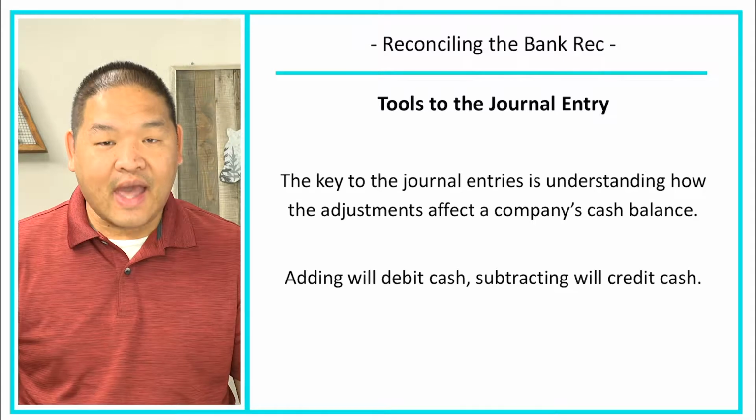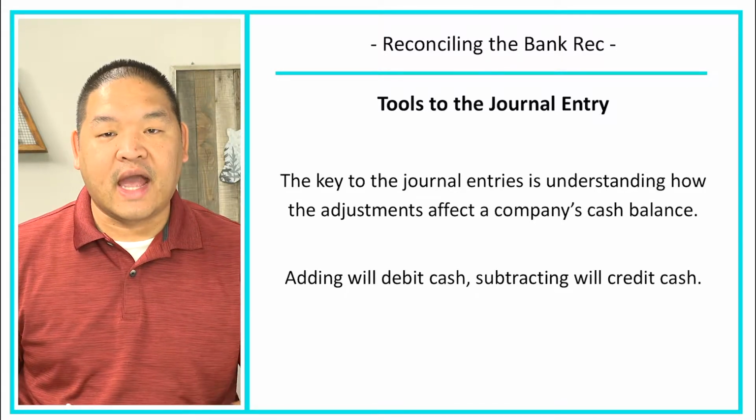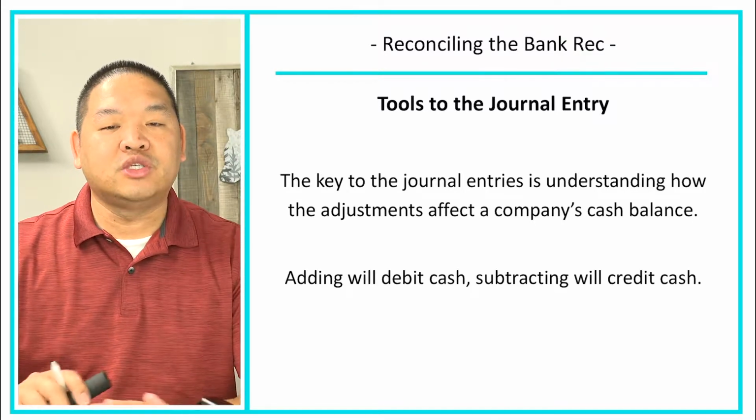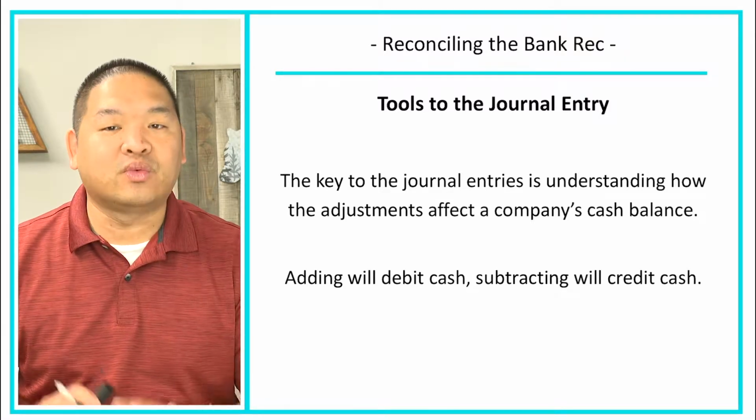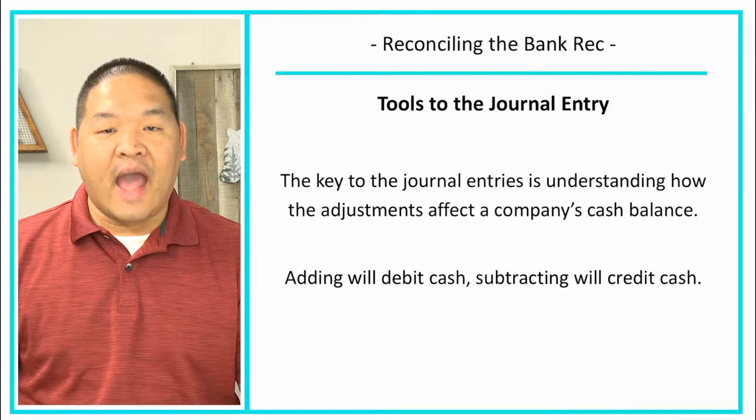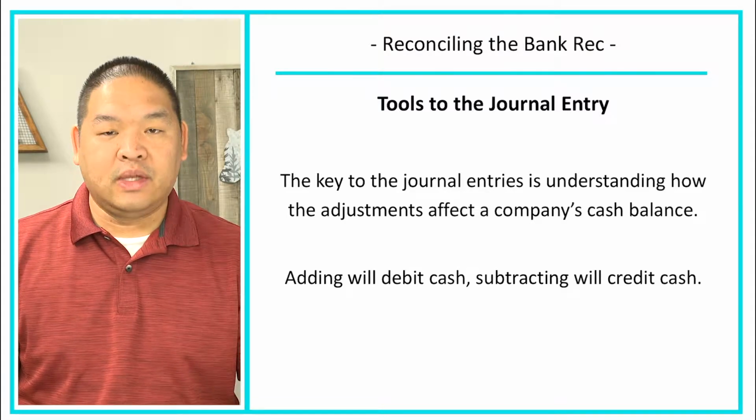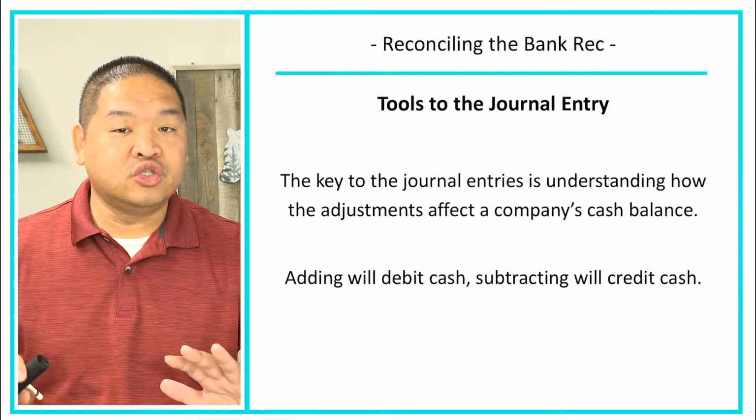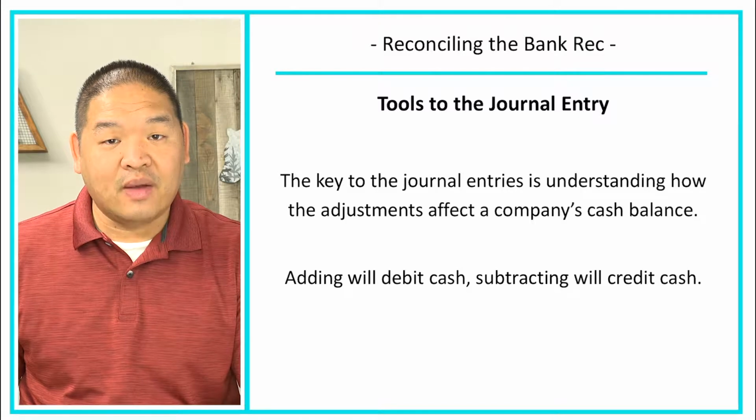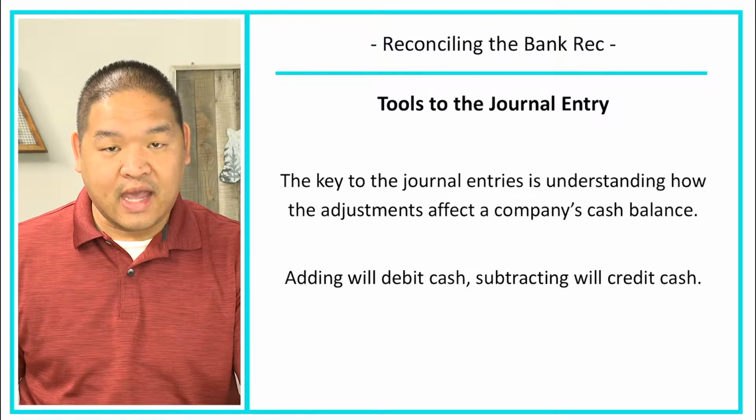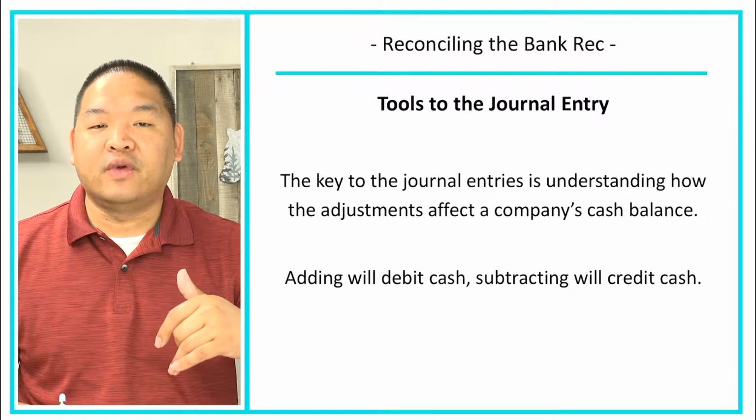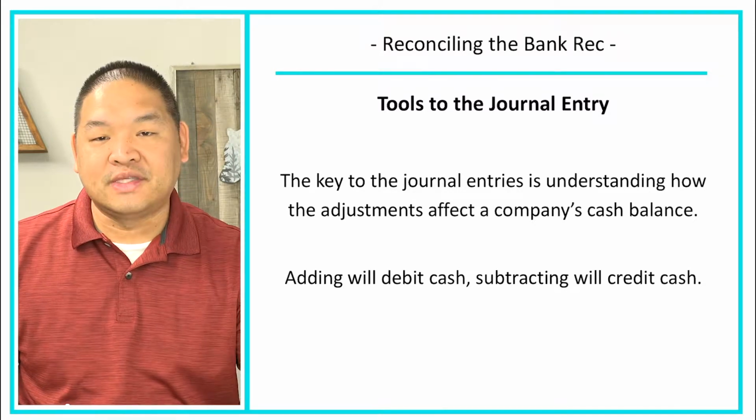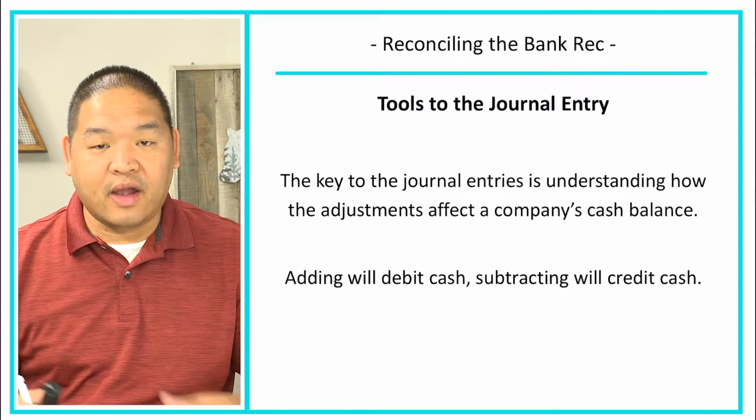Adding will debit the cash, subtracting will credit the cash. So that's the basic. If we know what we're going to do with cash, we're halfway done with our journal entry. The other half is what we're going to have to figure out. So if we're going to add cash to our balance, we know we need to debit cash. If we are going to reduce the cash amount, we are going to credit the account. All that's left is whatever we didn't do. So if we didn't put a debit, then we need to figure out the debit. If we didn't put a credit, we need to figure out the credit.